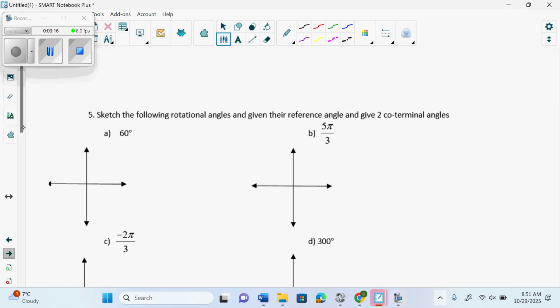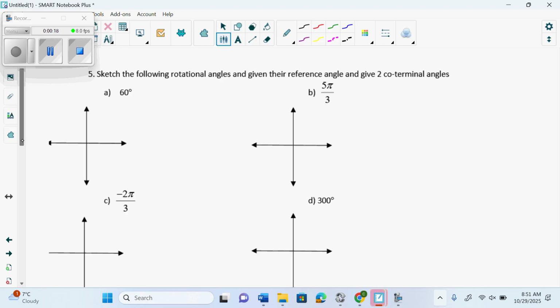And we were here. So here it says sketch the following rotational angles and give the reference angle and give two coterminal angles. So we'll go sketch them. You guys should have them sketched in front of your faces. I just didn't do the whole question with you. All right. So if we do 60, we would have to have 0, 90. We'll have some of this already. That's totally fine. 180, 270, 360.